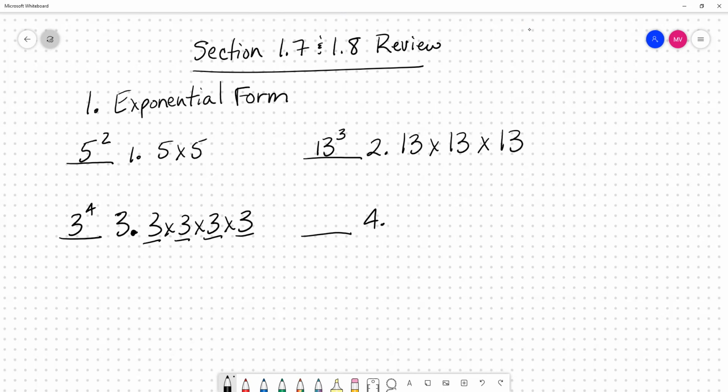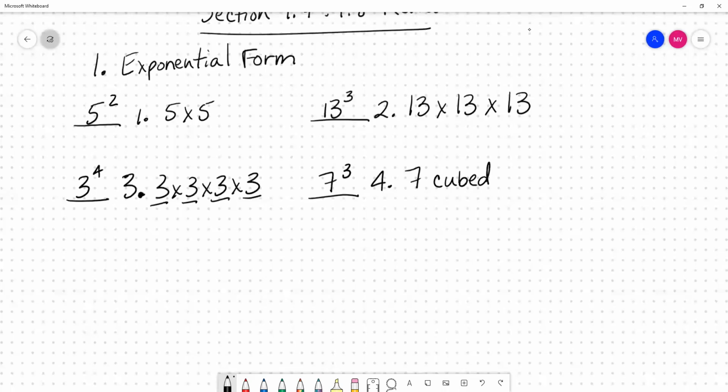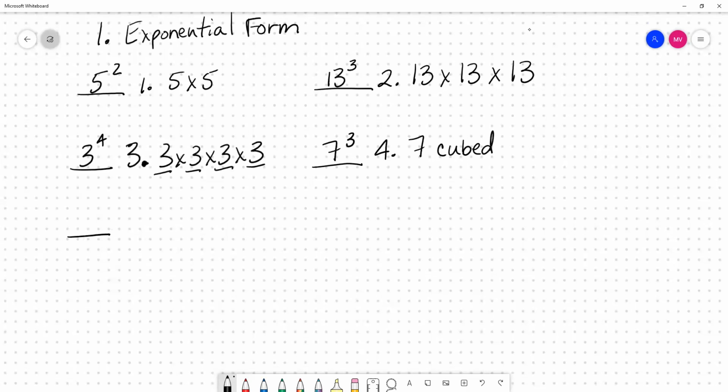All right. So number 4 says 7 cubed. What is this telling us our exponent is? Yes, cubed means to the third power. All right, and then we have 4 squared, which means that your exponent is 2.